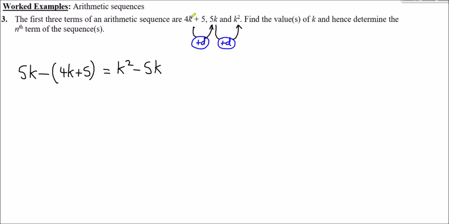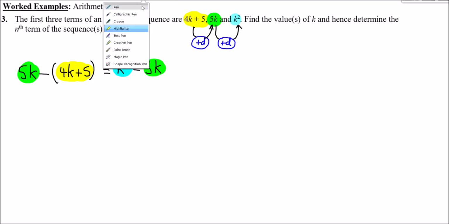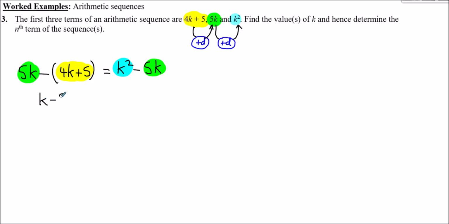So all we're doing here is using this idea of common differences. The difference between 5k and 4k minus 5 is the same as the difference between k squared and 5k before it. So let's simplify this. 5k minus 4k plus 5 gives us k minus 5. Over here we have k squared minus 5k.